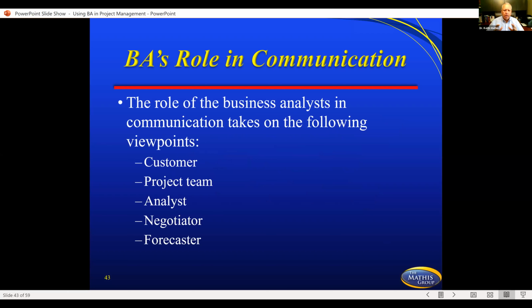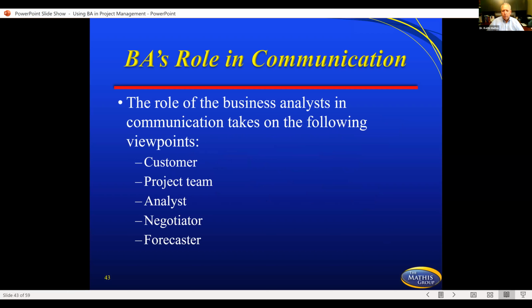All right, so here's the BA's role in communication. Everybody should be communicating. We know that. If I'm in doubt, I clear it up in an email. If I'm in doubt, I clear it up in a phone call. I know you do the same thing. So the role of the business analyst in communication takes on the following. For example, the viewpoint of the customer, but also the viewpoint of the project team. The business analyst is seeing both sides, but they mainly represent the customer.